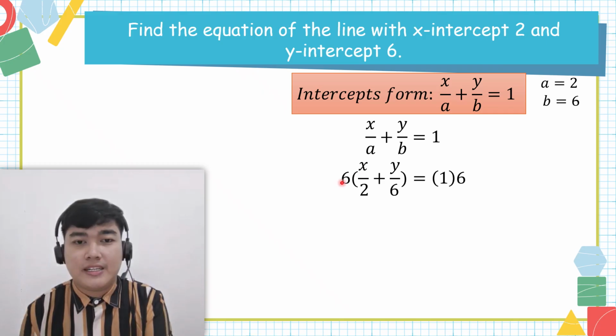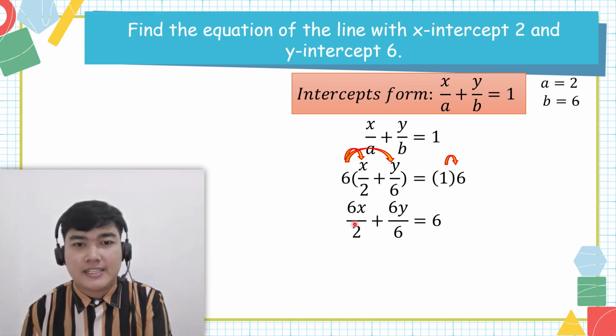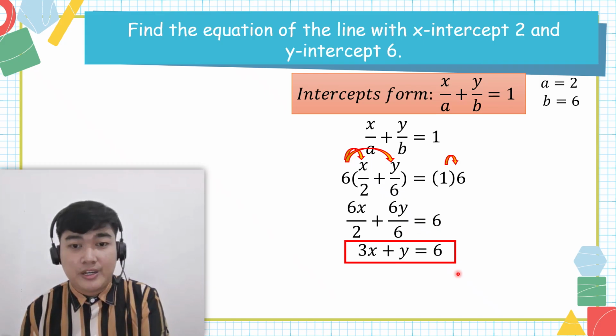So let's have 6 times x over 2. We have 6x over 2. Next, we will multiply 6 times y over 6. That will be 6y over 6, equals, we will multiply this, 1 times 6 is 6. We come up with 6x over 2 plus 6y over 6 equals 6. We can just simplify this too. 6x divided by 2, we have 3x. 6y divided by 6, we have y equals 6. This is now the equation of the line.